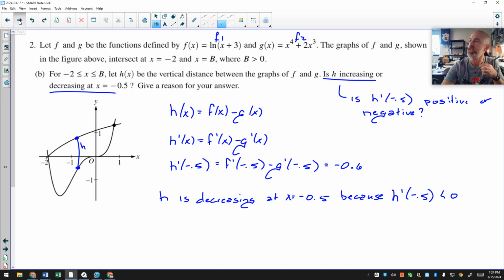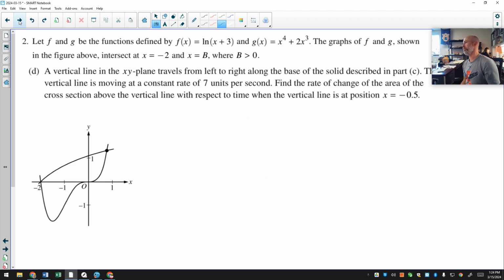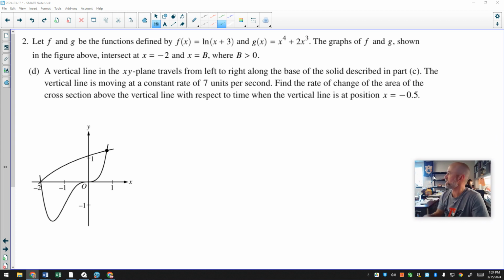All right, let's go on and talk about D for a minute. I don't think I'm going to finish D through the end of the problem. As a matter of fact, I may just go on and show you what I did in third period. Is that okay? Because let's read it very quickly and see if we can decide what type of question it is. So we have a vertical line that's traveling from left to right at a rate of 7 units per second. Does that sound familiar? What kind of question do you think this is going to be? It's a related rates problem.